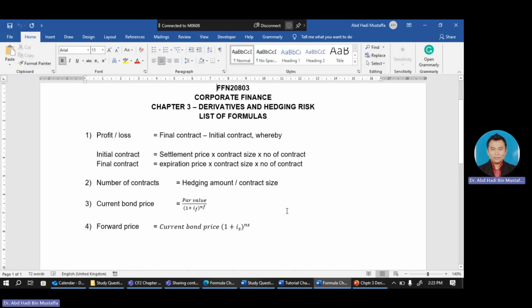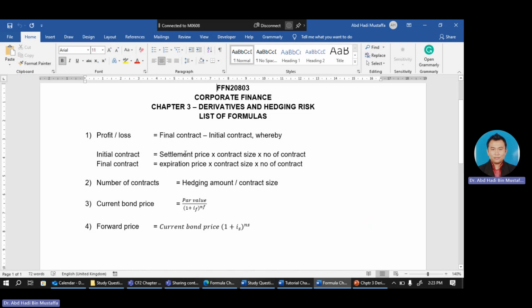Profit and loss is the final contract minus the initial contract. To find the initial contract, it is the settlement price multiplied by contract size multiplied by the number of contracts. For the final contract, they use the expiration price. Why does final use the expiration price? Final means the final day, the price that will be available on the last day. That's why they call it expiration price. For example, kalau futures tu 1 bulan, that means the expiration price will be on the 30th day, hari ke 30.